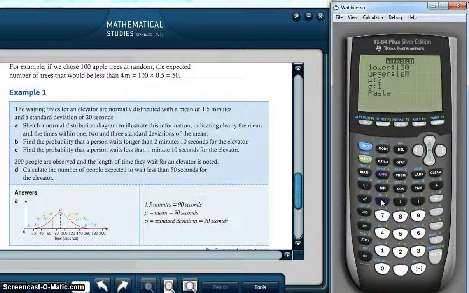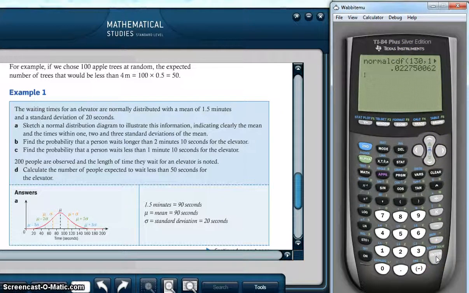times 10 to the power of 99. My mean, 90 seconds. My standard deviation was 20. Enter. Paste. Now if you didn't see the screen looking like this and it just showed the normal, then you have to put in the values with a comma in between. So we put in each value 130, comma 1E 99, comma 90, comma 20, end parentheses, and enter.